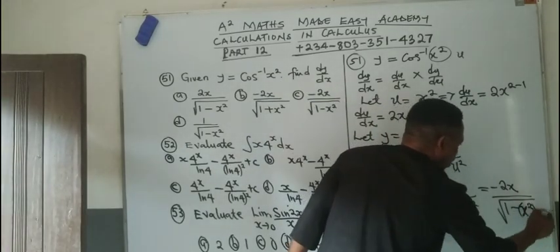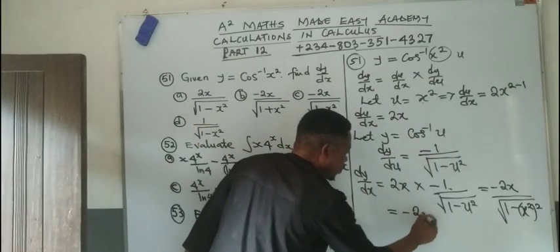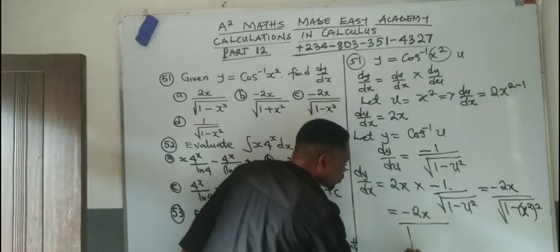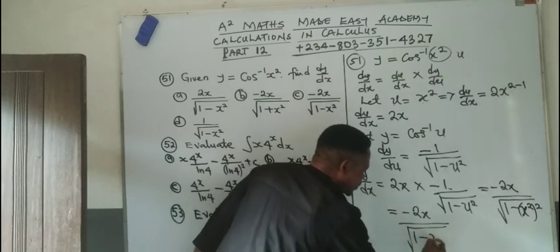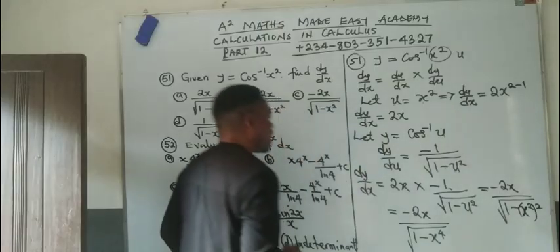Then all squared. So at the end, it will now give us minus 2x, then all over square root of 1 minus x. Then watch. What is 2 times 2? It will give us 4. This is the final answer.